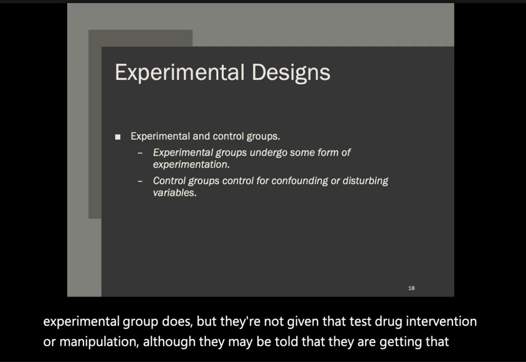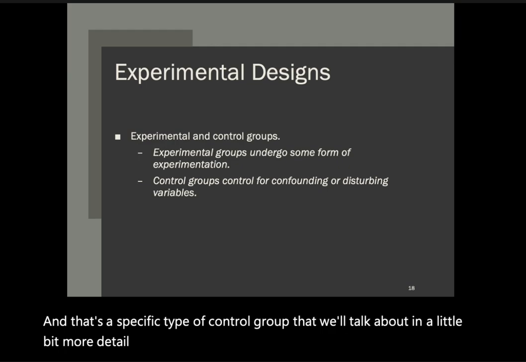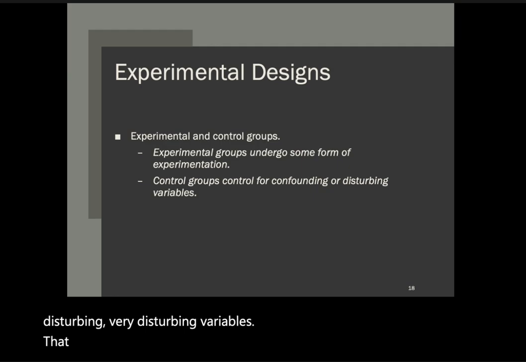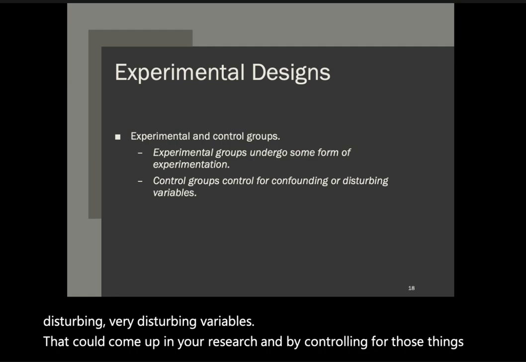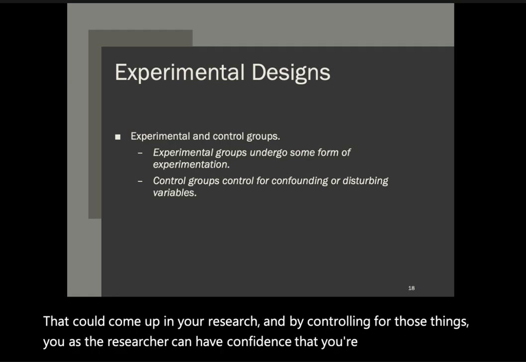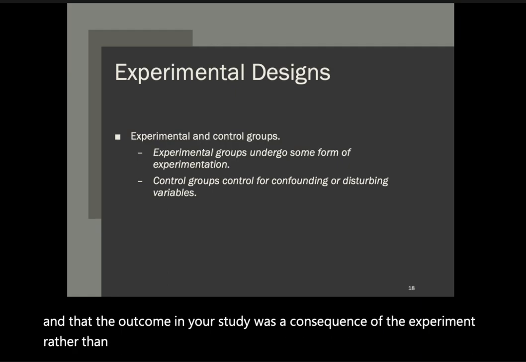although they may be told that they are getting that. And that's a specific type of control group that we'll talk about in a little bit more detail. But the control group controls for all confounding or disturbing variables that could come up in your research. And by controlling for those things, you as the researcher can have confidence that your findings are accurate and that the outcome in your study was a consequence of the experiment rather than any extraneous reasons.